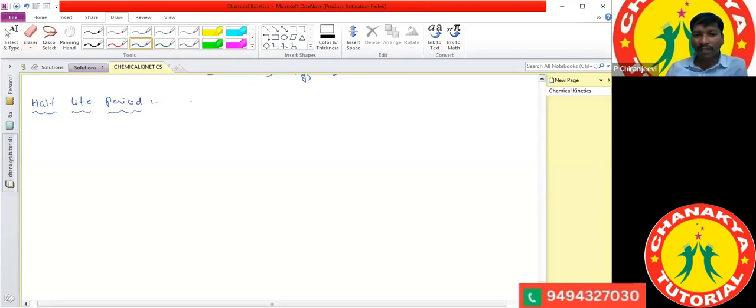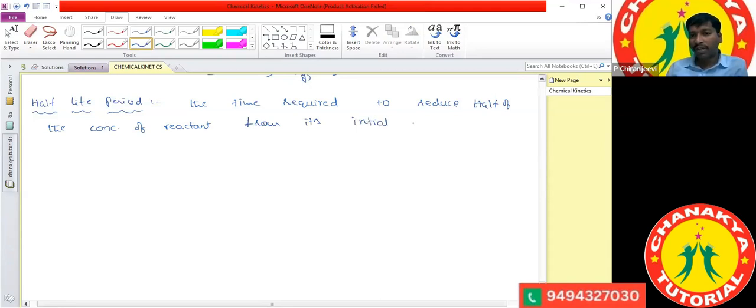So what does the half-life period mean? Half-life period is nothing but the time required to reduce the concentration of the reactant to half of its initial concentration. The time required to reduce half of the concentration of the reactant from its initial concentration is called the half-life period.